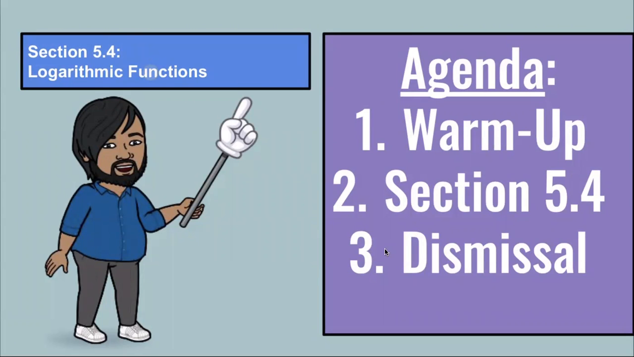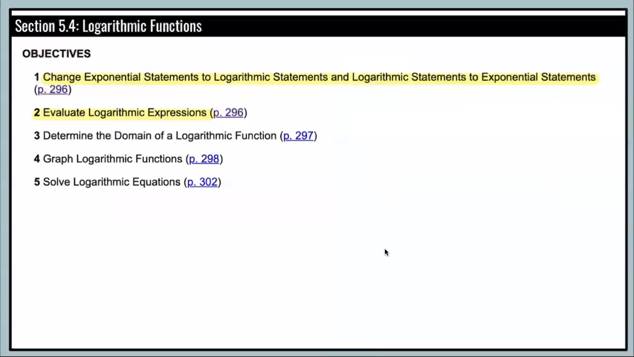Today, we're going to be focusing on one of five learning topics. We're going to focus on changing exponential statements to logarithmic statements and logarithmic statements to exponential statements. We will also be going over how to evaluate logarithmic expressions. If you look at the page numbers, those are the pages in which you can find examples for this in your pre-calc book.